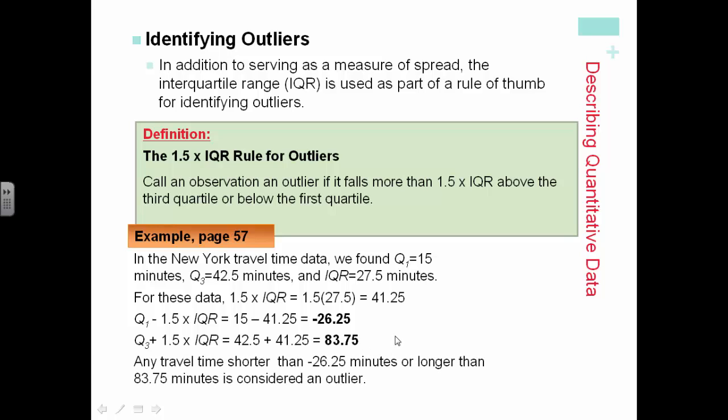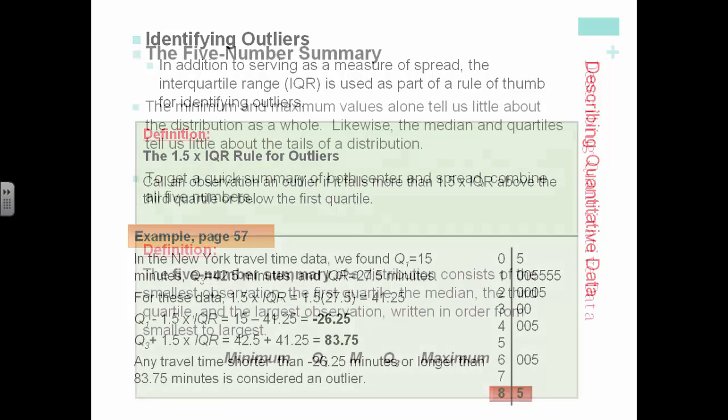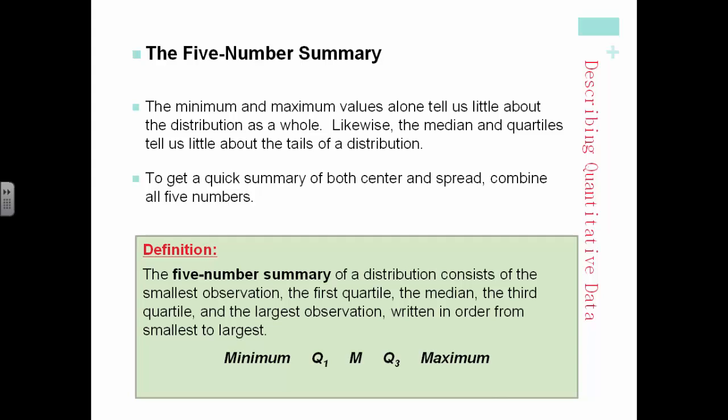Did we have any data that's shorter than negative 26.25 minutes or longer than 83.75 minutes? In fact, we did. We had an 85. That would be then an outlier.